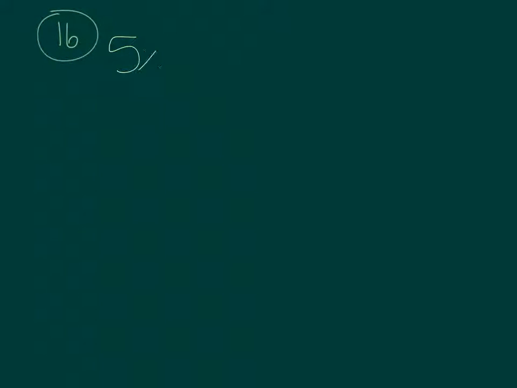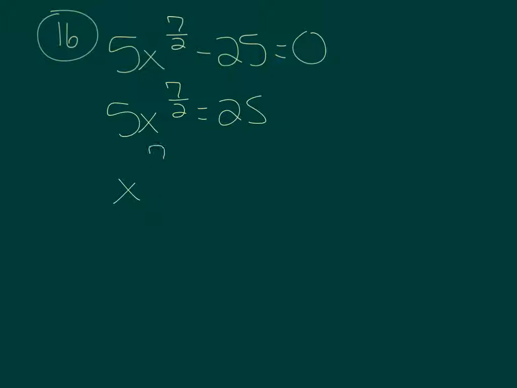16 is similar. The difference, though, is this is not isolated. We need to isolate this term. So we're going to add 25 to both sides. We're going to divide both sides by 5. Now that it's isolated, we can raise both sides to the 2/7 power. This is all going to cancel, and we're left with x. And here we get 5 to the 2/7.